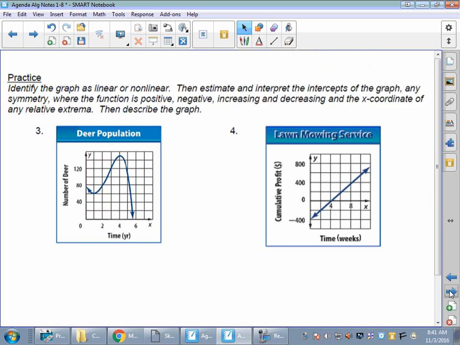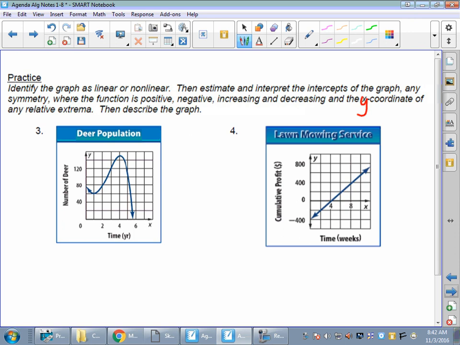So here's what the work is going to ask you to do. Let's talk about problem number 3. It says to identify the graph as linear or nonlinear, estimate and interpret the intercepts, symmetry, and we didn't really talk about symmetry, I'm not worried about that, where the function is positive, negative, increasing, decreasing, x coordinates of any relative extrema, and please make that x coordinate into a y coordinate of any extrema. I don't know what I was thinking. Then describe the graph, talk about the behavior of the graph.